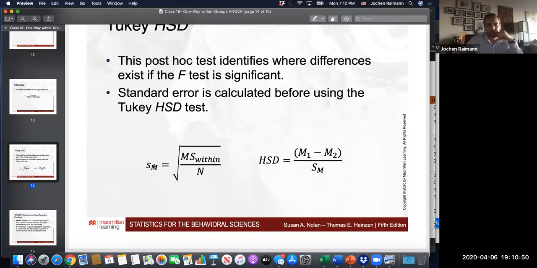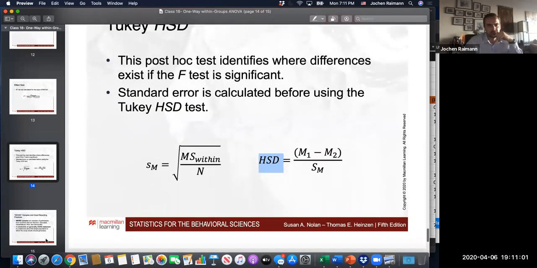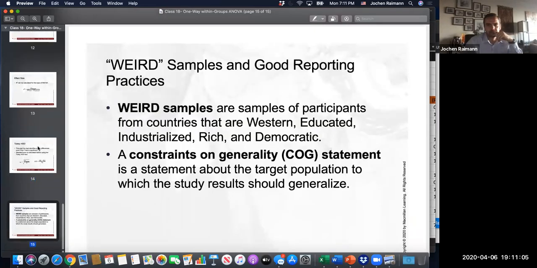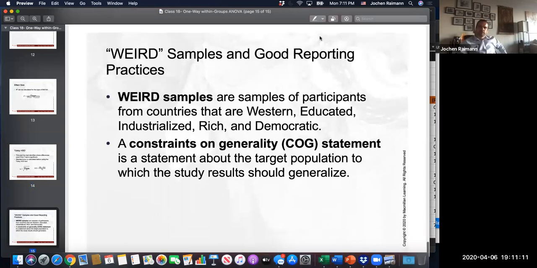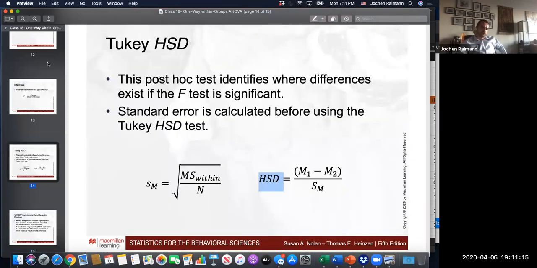So you basically calculate, again, the standard error of the mean by calculating the mean squares within divided by the n. You can again do the Tukey honestly significant difference testing. And I'm not going to talk much about this, but this is basically how you do the within-group ANOVA. It's very comparable to the between-groups ANOVA.